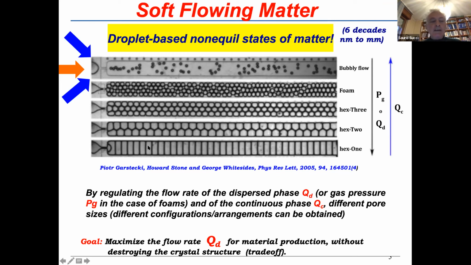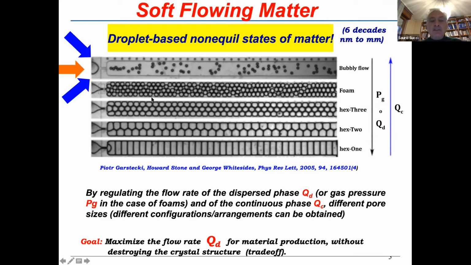And finally, if you keep going with increasing the flow of the dispersed phase, you go to a one-dimensional topology, which is a sort of one-dimensional crystal, if you wish. So the beauty, as I say, is that the experimentalists have a very keen control on these phases.